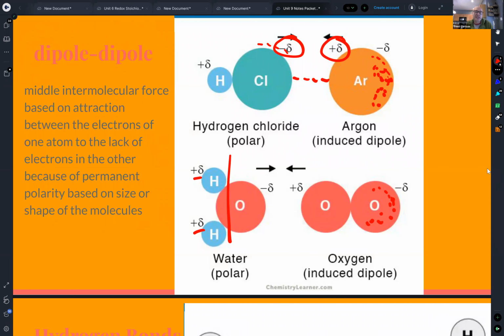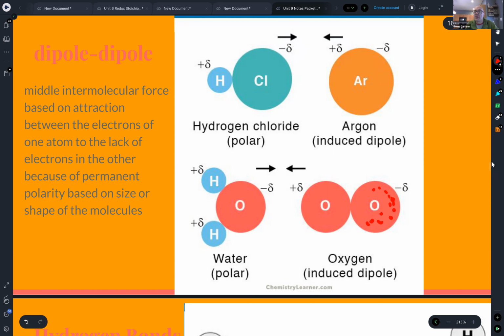Reading the definition, this is the middle of the intermolecular forces, not as strong as the final one, but it is stronger than the dispersion force. It's between electrons of one atom and the lack of electrons in the other because of a permanent polarity. So based on size and based on shape primarily, there's going to be a permanent polarity that exists in these molecules. One side is always going to hold the electrons longer than the other side, and that means that it will have attractive forces for some other molecule that has a similar temporary or permanent movement of the electrons.